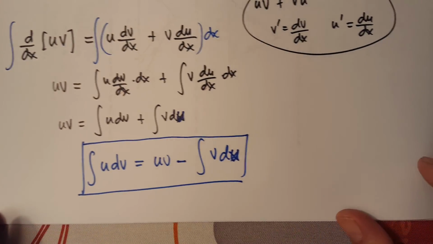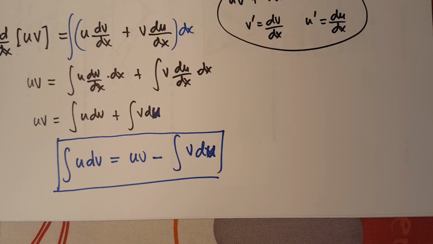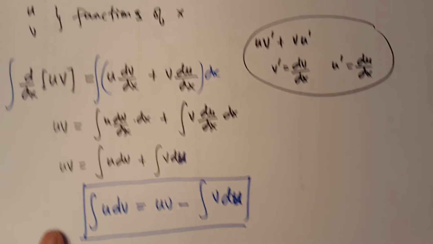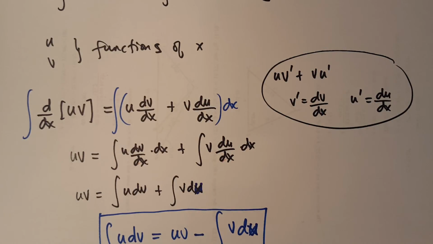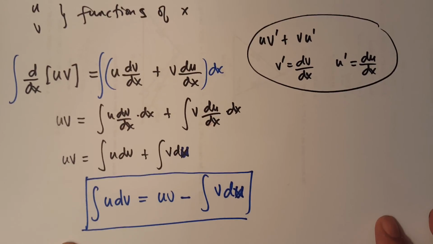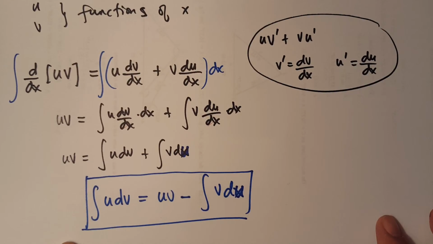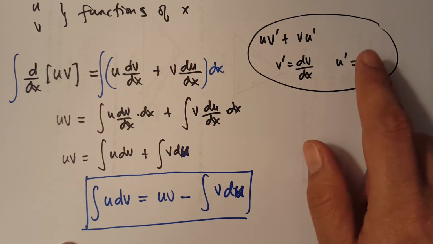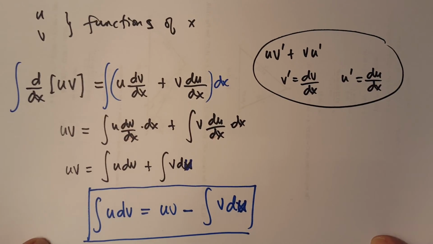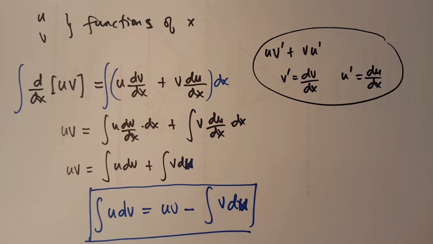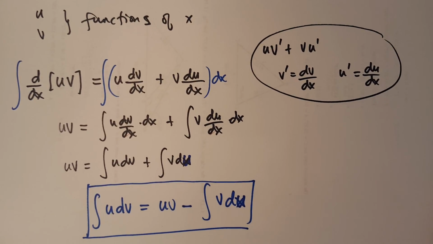Now this technique, or this formula, only works if u and v are differentiable functions of x, otherwise v prime and u prime will not exist. Also, v prime and u prime must be continuous, so that we can take the integral of this function. In the next video we will solve some examples that need the application of integration by parts.